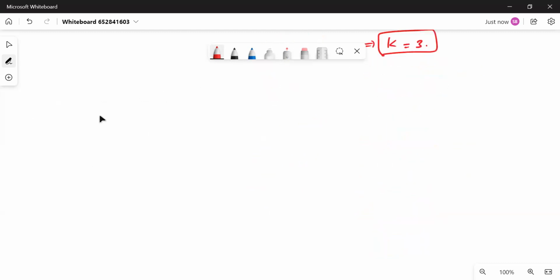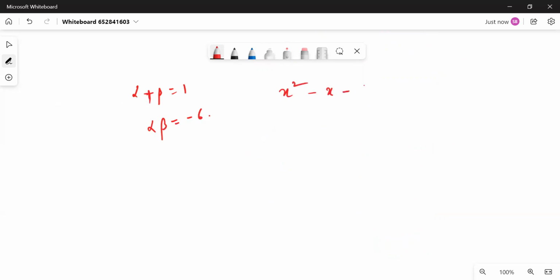Do one question for me now. Sum of zeros is 1. Product of zeros is minus 6. Find the general equation of the polynomial. What will be the polynomial? x square minus x minus 6 equals 0. Do you agree? Yes, sir.